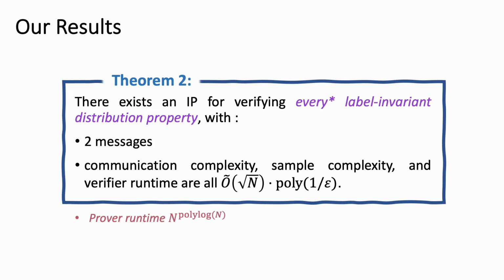Going back to our result, in the language of distribution testing, we show that there exists an interactive protocol for verifying the membership in every label-invariant property, and I'll explain the asterisk at the end, such that this protocol consists of only two messages. It has communication complexity, verifier sample complexity, and verifier runtime, all of magnitude square root n, up to log factors, and again, the prover runs in superpolynomial time.